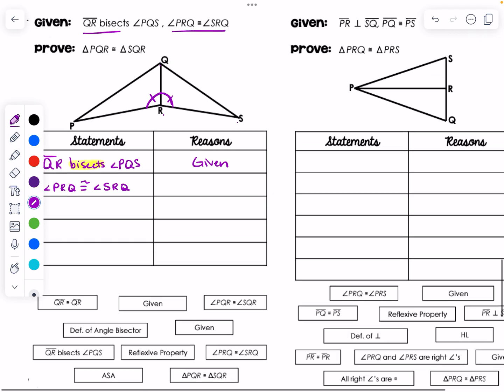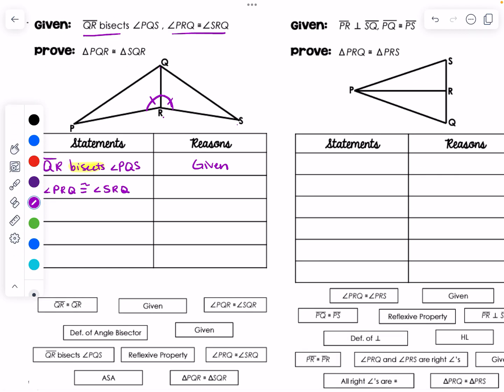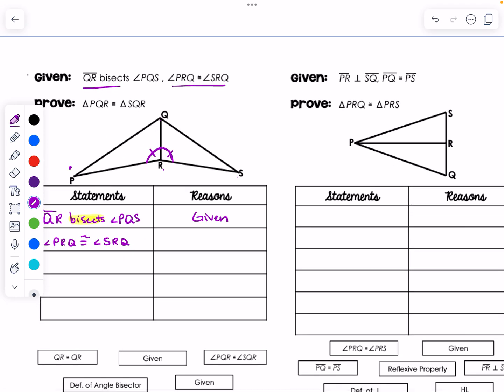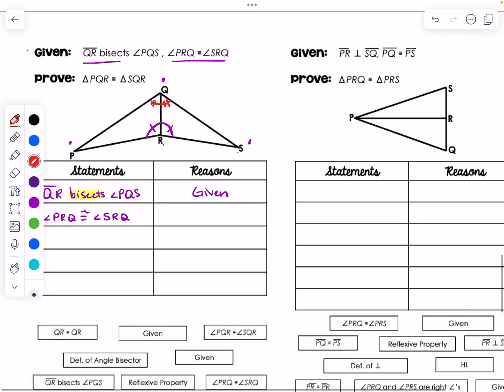All right, let's go back to this idea of QR bisects PQS. So it's bisecting this top angle right here. So that must mean that this angle and this angle are congruent. So I'm going to say that next. Angle PQR is congruent to angle SQR, and that's because of the definition of bisect, or angle bisector is fine too.